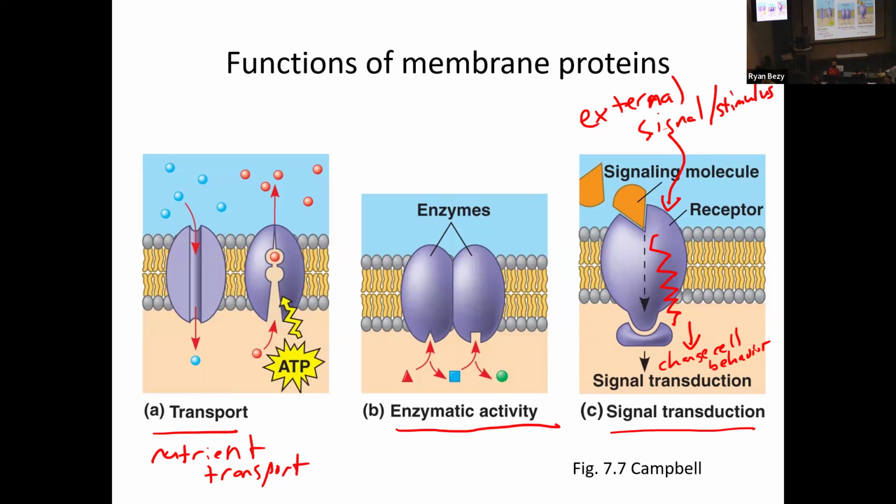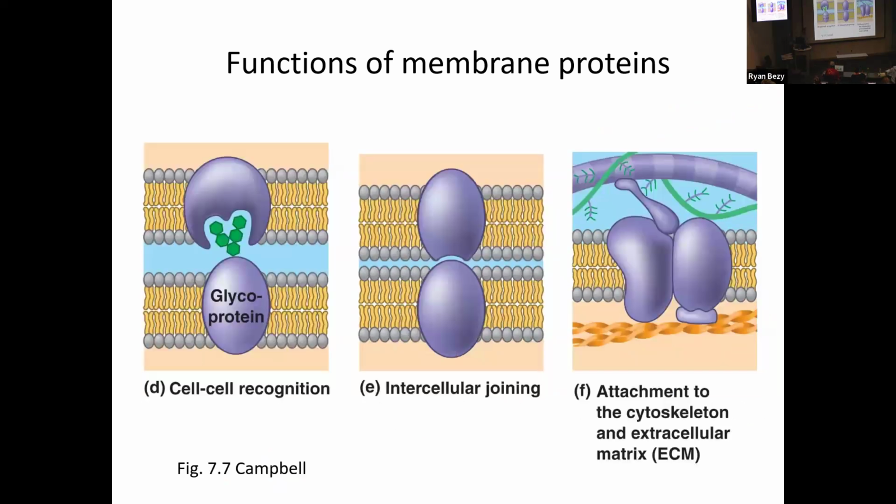So it might be signal transduction, as some membrane proteins function like that. Might be cell-to-cell recognition. This is, in essence, communication is another way for me to say that. You might have certain proteins on the surface of one cell communicating with proteins on the surface of another cell. And then they can actually work cooperatively together in some cases.